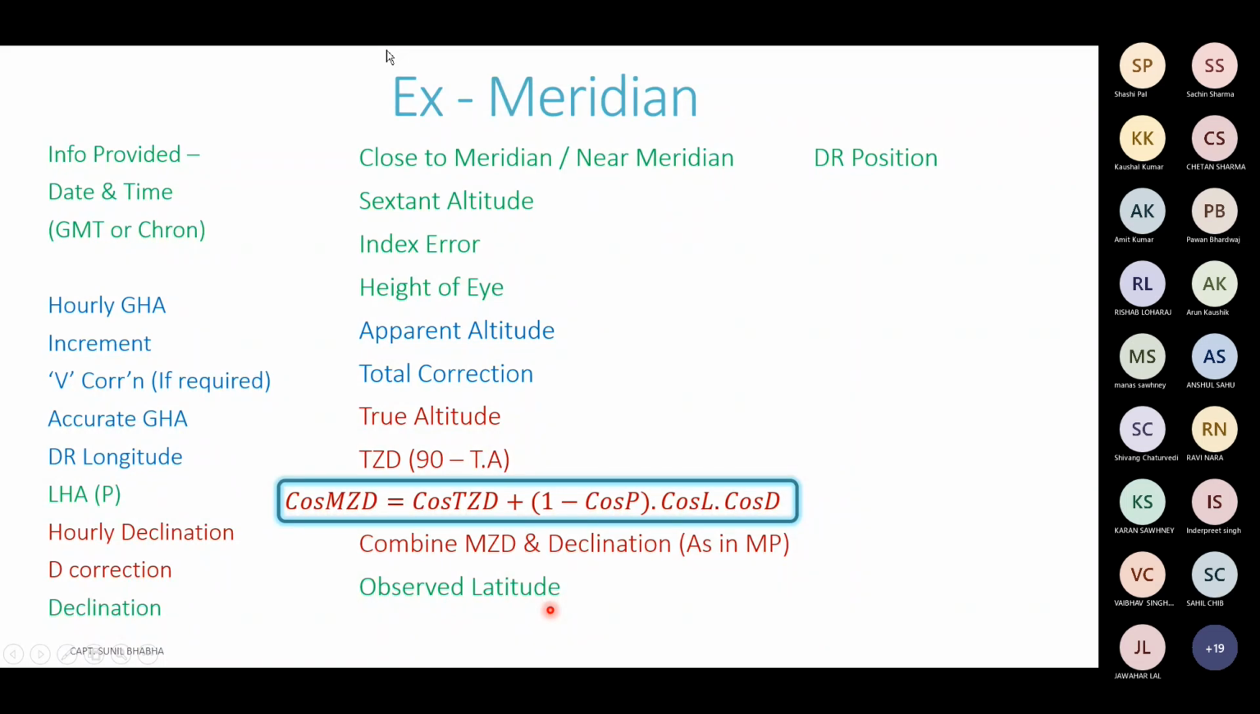But to remember, the observed latitude, what we get in the ex-meridian method, is not our fixed latitude.